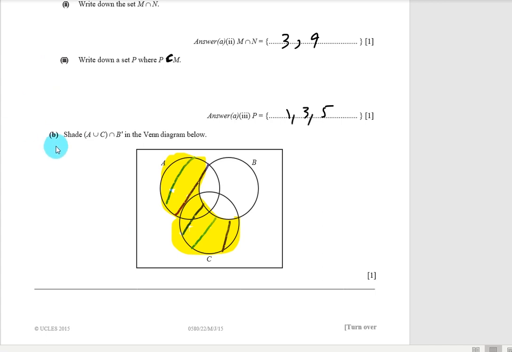Now A union C. Where is A union C? Everything in A and everything in C. So this is all of A and all of C. I need this part, which is the red part.